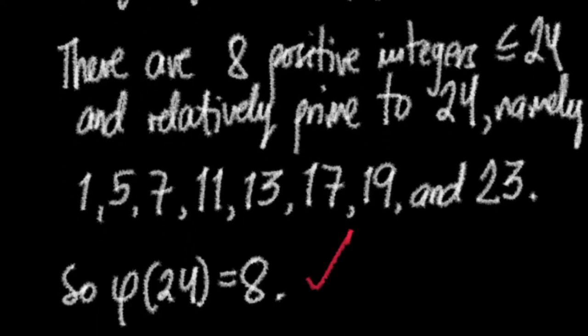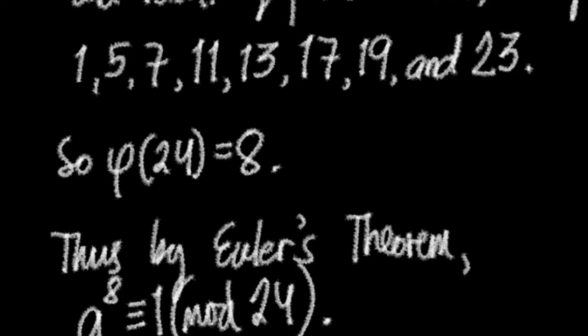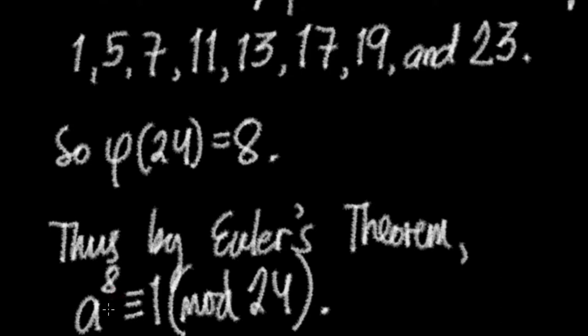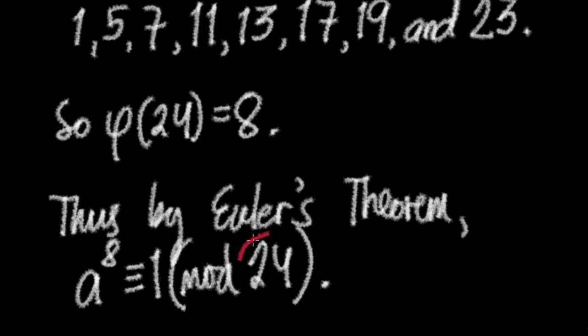So let's just take note of that. Thus, by Euler's theorem, a raised to 8, that's the phi function of 24, is congruent to 1 mod 24, where a is any integer at all. Actually, any a can be written here, provided that it's relatively prime to 24. It will always be true that it's congruent to 1, given that the phi function of 24 is 8.